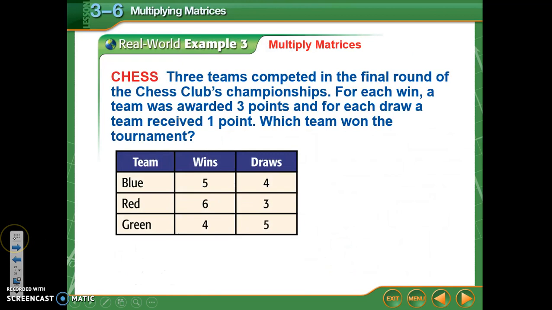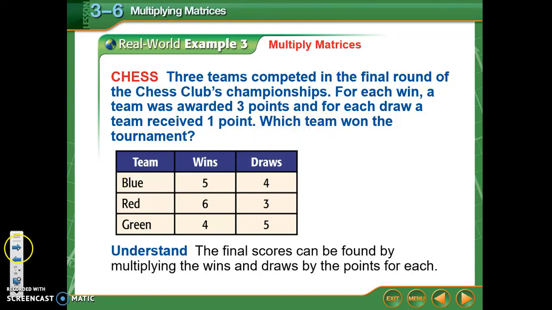Okay, here we have a real-world example, and we're going to multiply matrices that are not just 2 by 2, which is important to practice. So here we have 3 teams, the blue, red, and green team that competed in a chess club championship. For each win, a team was awarded 3 points, and for each draw, 1 point. So here's the number of wins and draws that each team had. So we're going to arrange this information into 2 matrices actually, to answer the question, which team won the tournament. So we're going to multiply the number of wins and the number of draws by the points for each one so that we can figure out the final answer.